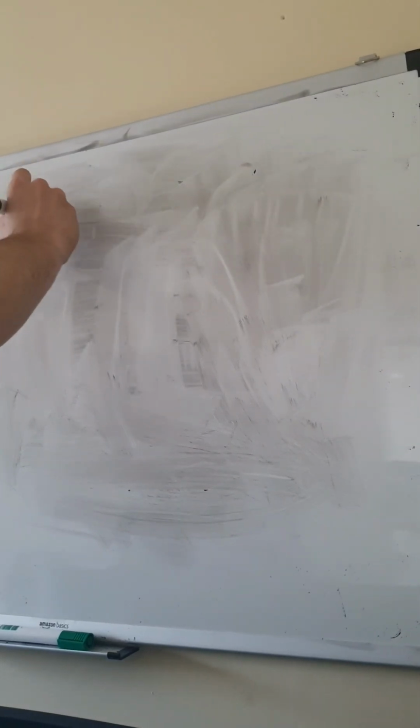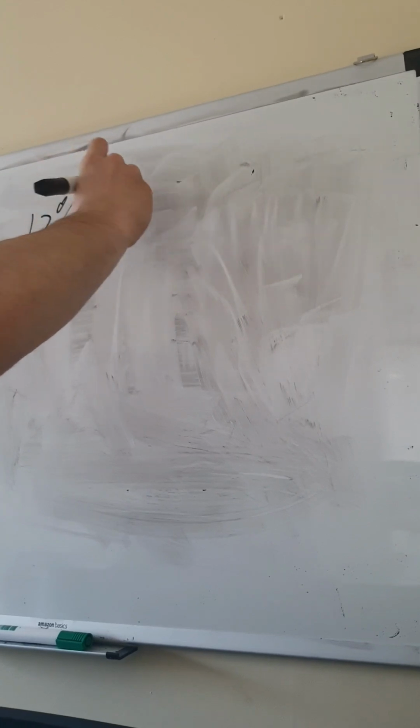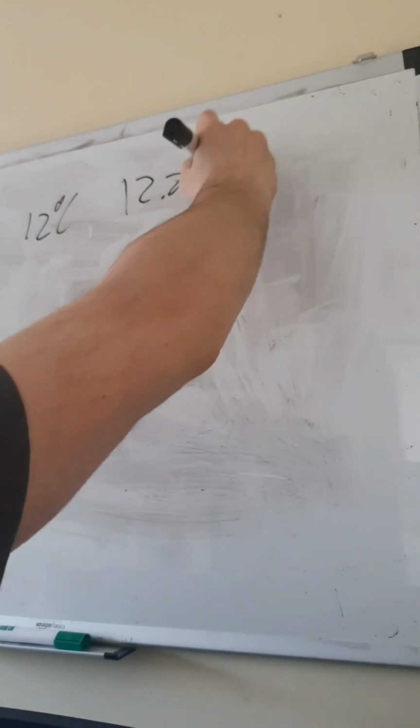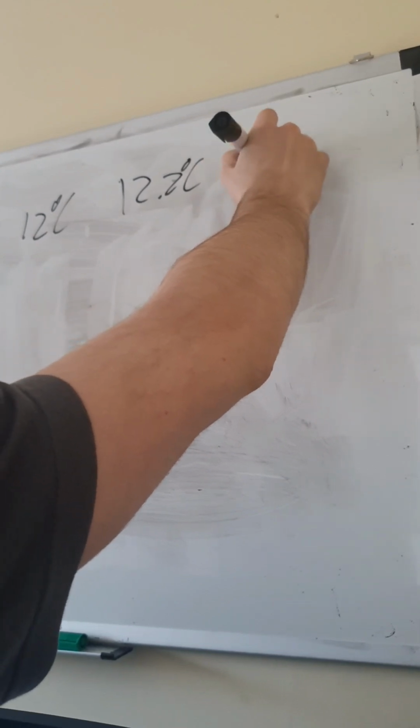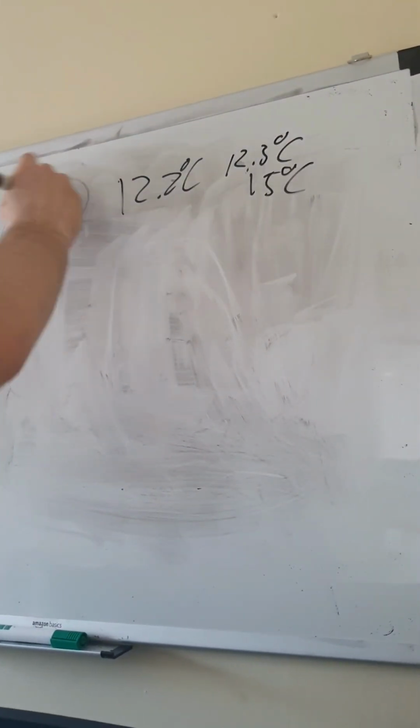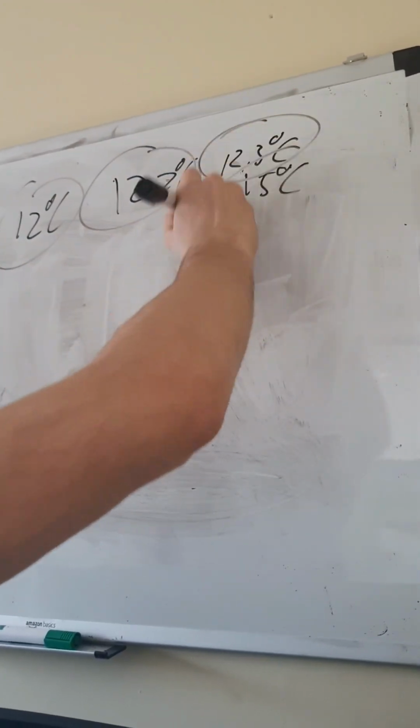The next thing you guys have got to know is the uncertainty. And the uncertainty is basically how much a result can differ. So we've got a temperature reading, okay? We've got 12 degrees Celsius, 12.2 degrees Celsius, 12.3 degrees Celsius, and we've got 15 degrees Celsius. So, 1, 2, 3, 4.